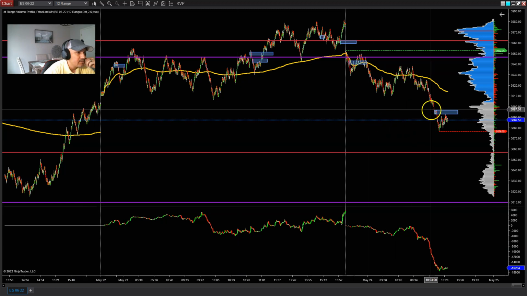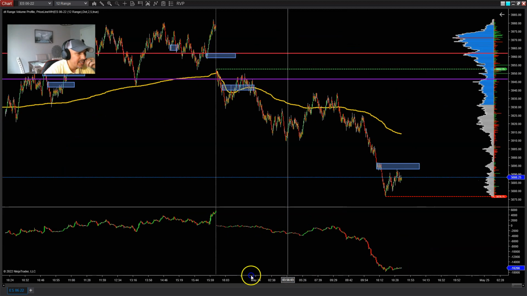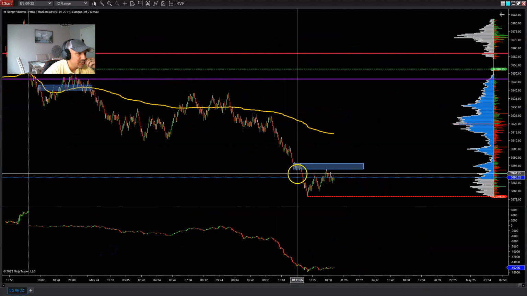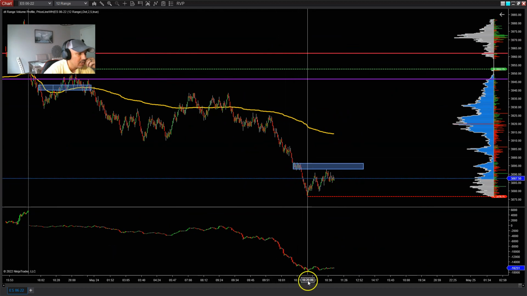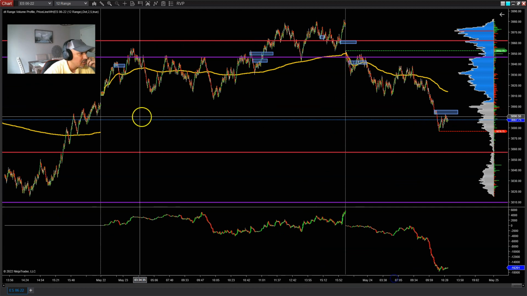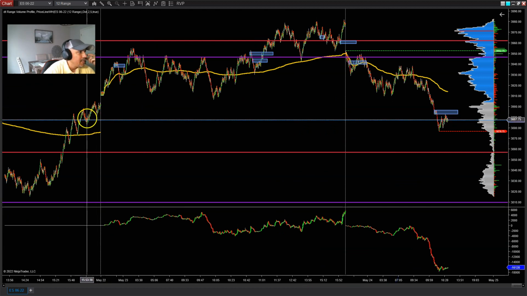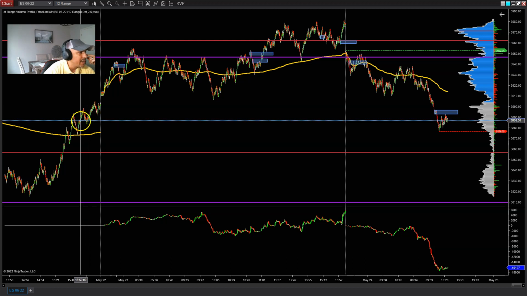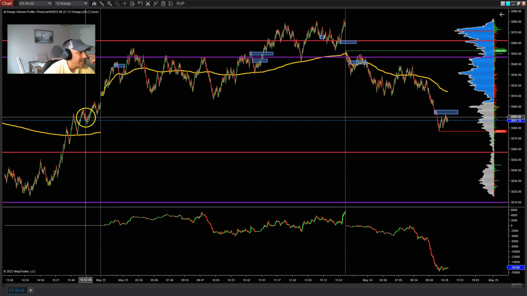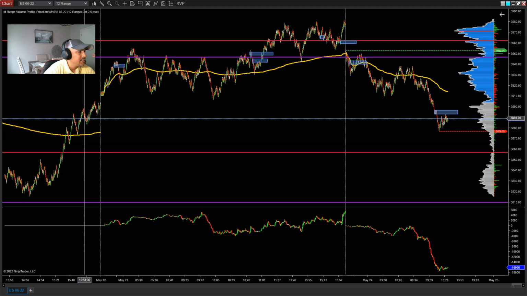So price pushed. I can't really see it, I'll blow it up. Push down, pull back, boom, broke lower. A lot of aggressive selling, and it started breaking into this swing here. It pretty much took the swing out on the way down. So you have to look at multiple charts.